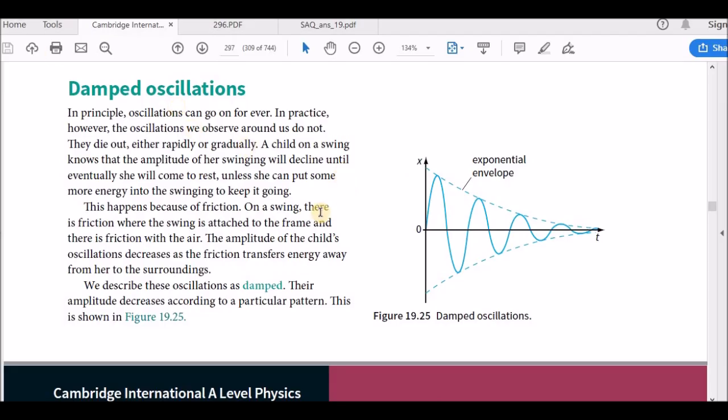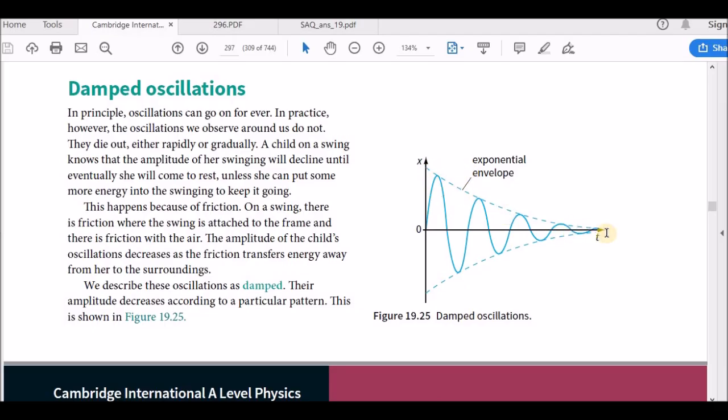Alright, I have already explained what damping is. Now why does this occur? That is because the energy is converted to heat energy due to friction. Now if there was no friction, the amplitude would remain the same. But because the friction transfers energy away from the system, the amplitude of the system decreases and eventually becomes 0. So we call this, the oscillations are damped and their amplitude decreases according to a particular pattern like this.